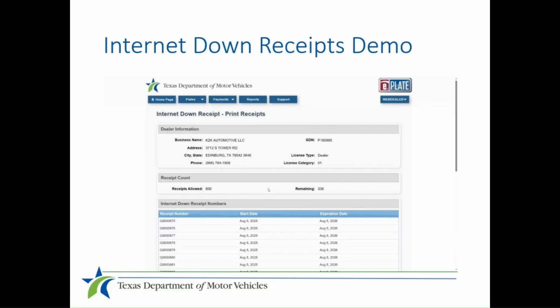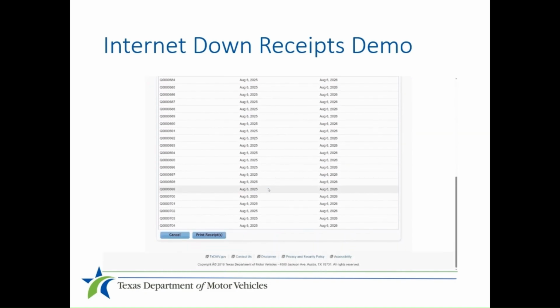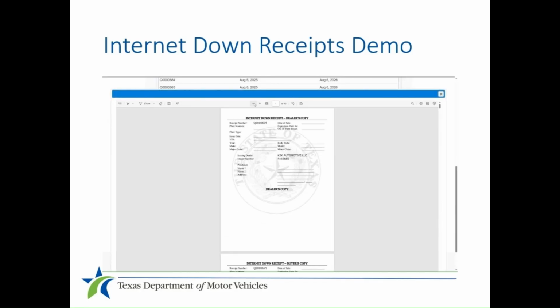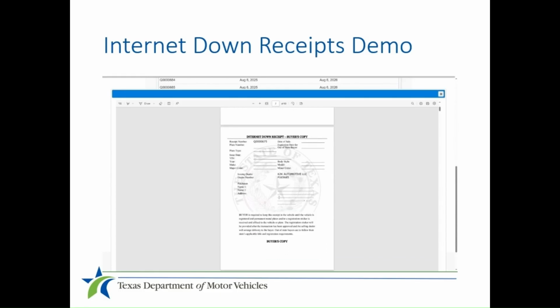On the next screen, you'll have two options: cancel the request or continue by selecting Print Receipts. Let's click the print option here so you can see what they look like. There are going to be two copies per receipt. The first is the dealer's copy, which should be kept by the dealer for your records. The second receipt is the buyer's copy. The buyer must keep this copy in the vehicle until registration is complete and permanent plates and/or a registration sticker are issued and attached to the vehicle or plate.